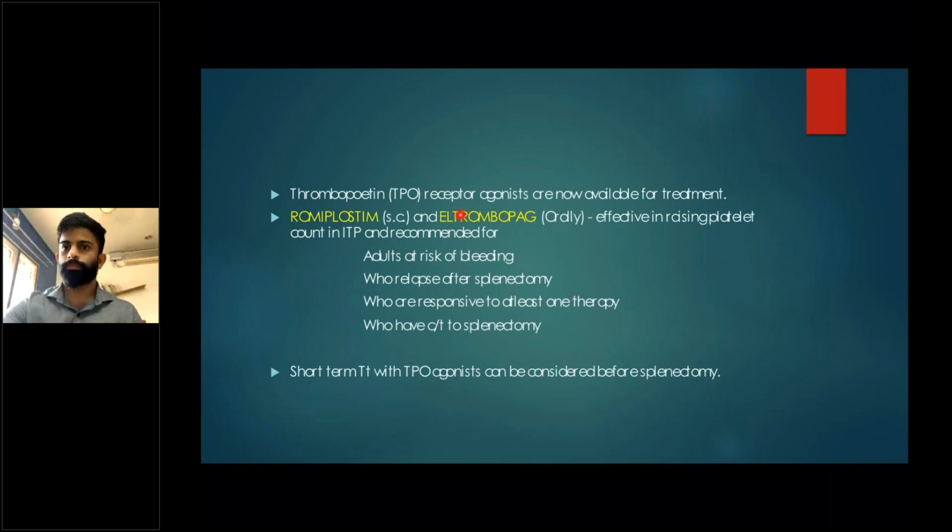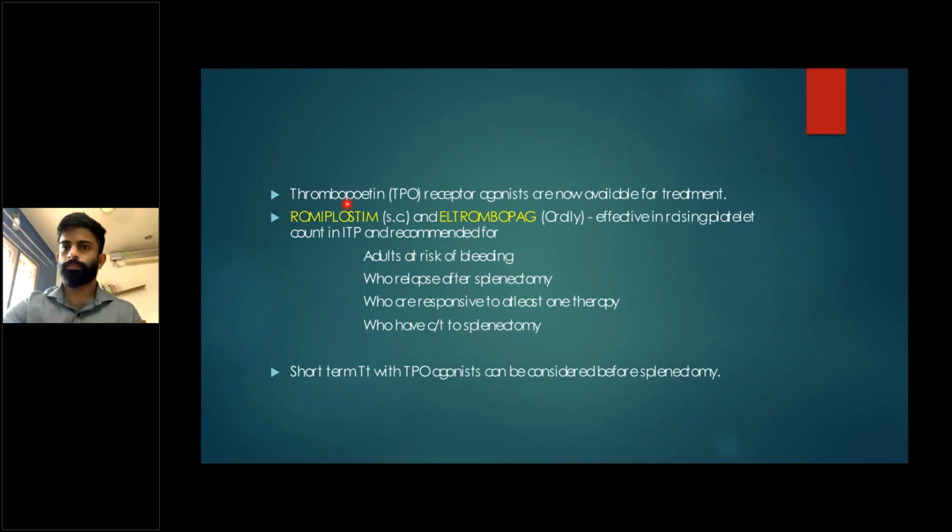Thrombopoietin receptor agonists are now available for treatment. Romiplostim is a subcutaneous delivery. Eltrombopag is oral, effective in raising the platelet count in ITP, and recommended for adults at increased risk of bleeding who relapse after splenectomy, who are responsive to at least one therapy, or who have contraindications to splenectomy.